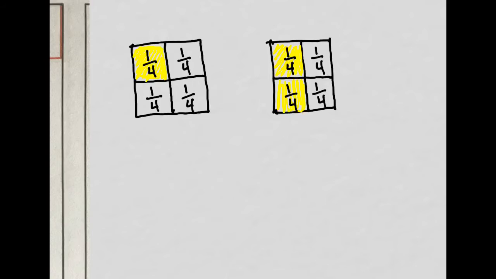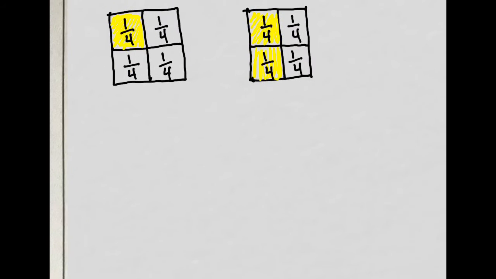Now we're going to label the fraction for the colored part. Remember, this is just a review, nothing new. You did this last time. So how much of that square is colored? If you said 1/4, you are correct.